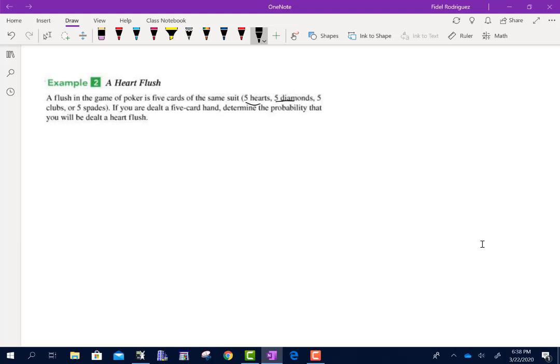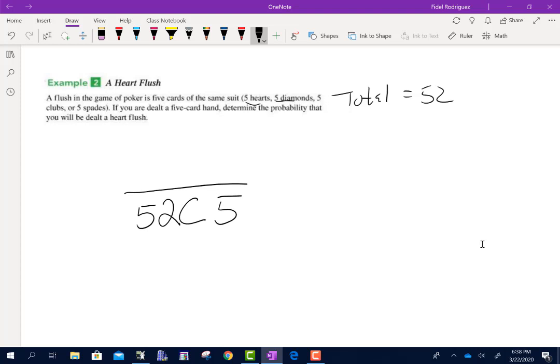Okay, so remember, the total number of cards that we have is 52. Okay, so my denominator is going to be 52, we're going to choose 5. Okay. Now it says we're dealt a 5-card hand. Determine the probability that we're going to get all hearts. So if you remember, there's 13 hearts, right? And we want to choose all 5 of those. So I'm going to do this the same way I did the other one.